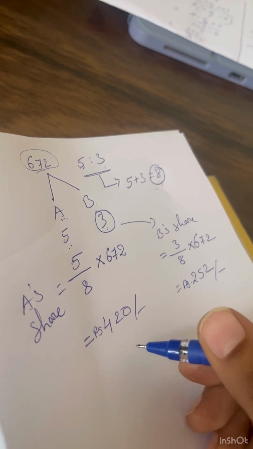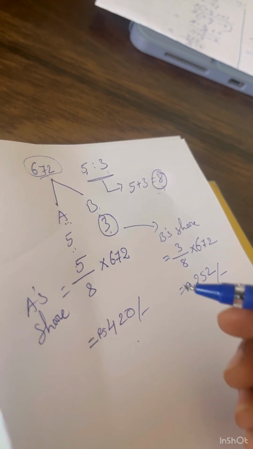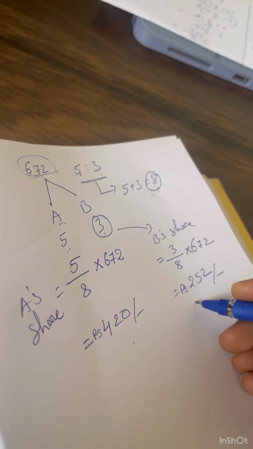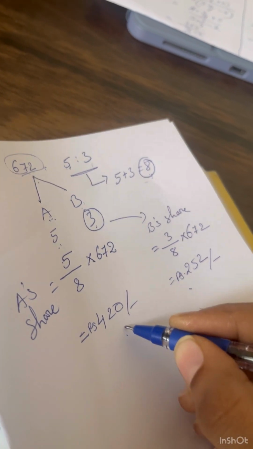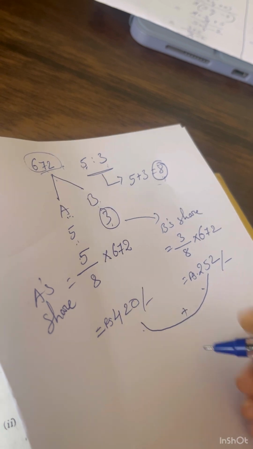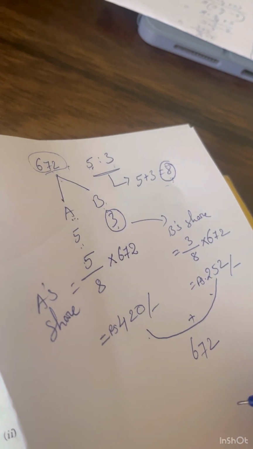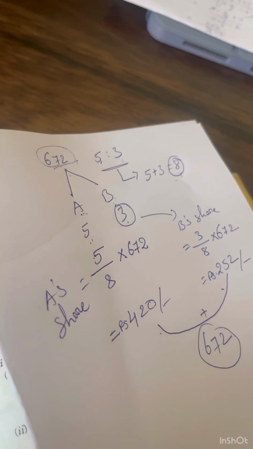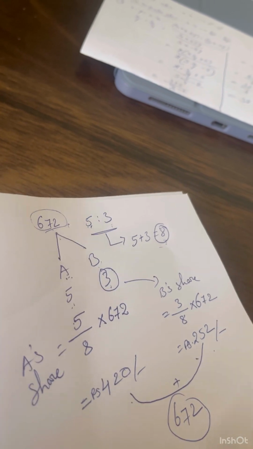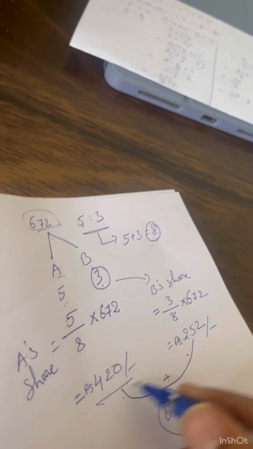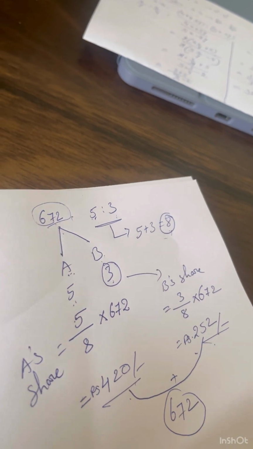Okay, so this is the 420 rupees. A's share is 420 rupees in the total amount and B's share is 252 rupees in the total amount. Okay, if you add these two, you get 672. If you don't get 672 after adding these two, your answer is wrong. Okay. So this is our answer. Coming to the next, fifth question.